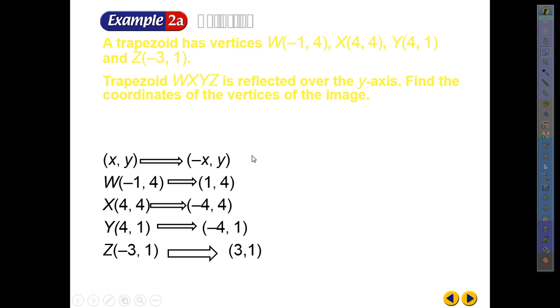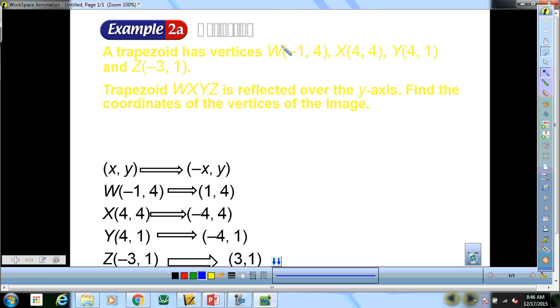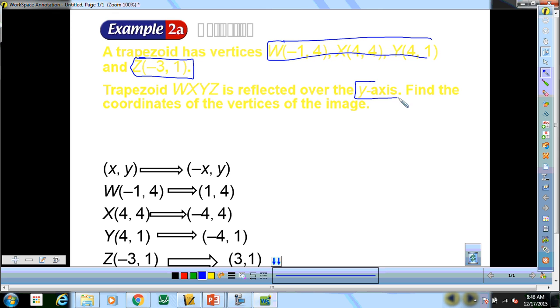All right. So a trapezoid has vertices W, X, Y, and Z. Trapezoid WXYZ is reflected over the y-axis. Find the coordinates of the vertices of the new image. There's a couple of important pieces of information here. We have our points. So we've got our 4 points, and that's useful. Here's the other piece of information we need. We are flipping it over the y-axis.